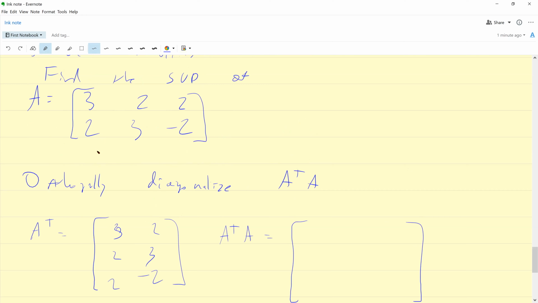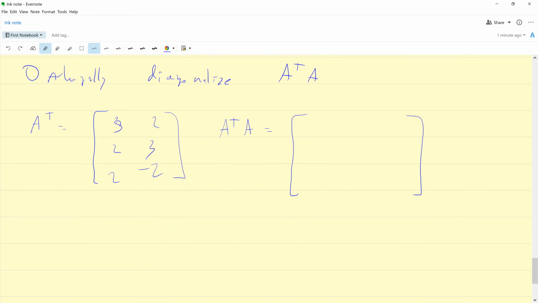And then since A is 2 by 3 and A transpose is 3 by 2, this will be 3 by 3, right? Yes.